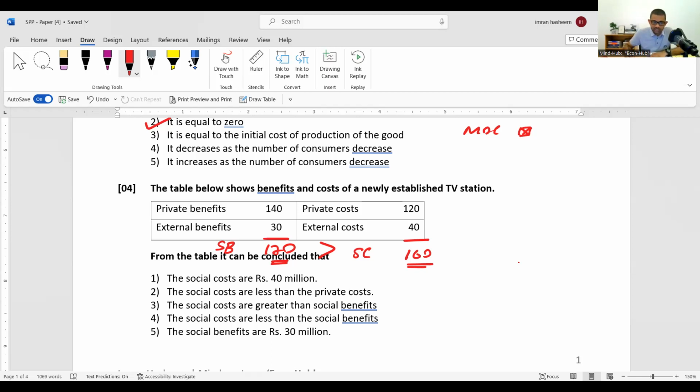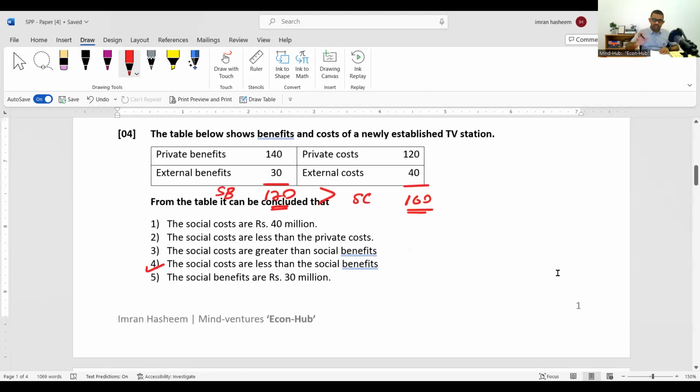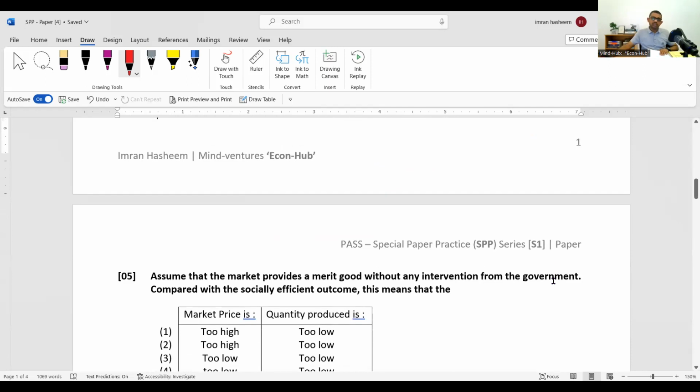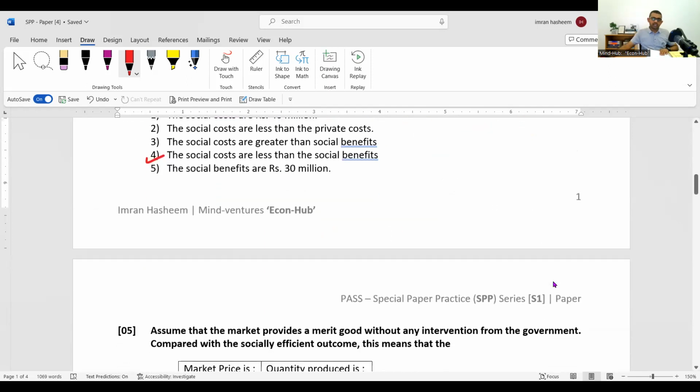That should be technically correct, because we can see that the social benefits are not rupees 30. Social benefits are 130. Okay. Right. Correct answer number 4. I think that's very straightforward. Just to test your knowledge on the basic concepts connected to externalities discussion. So question 4, correct answer number 4.